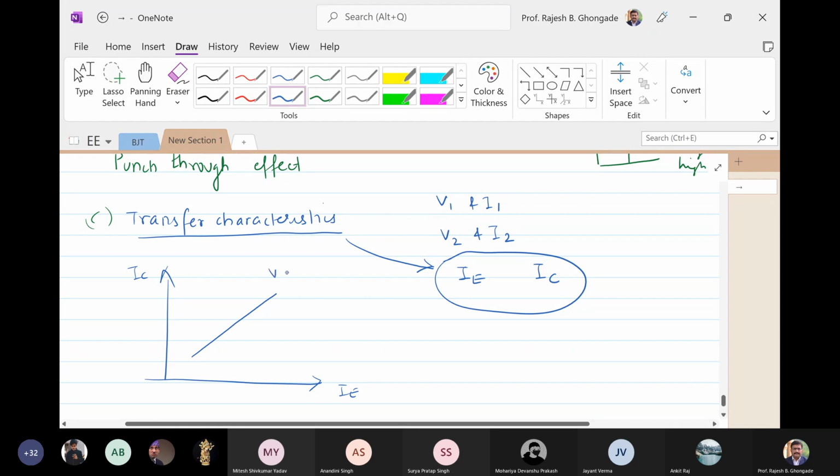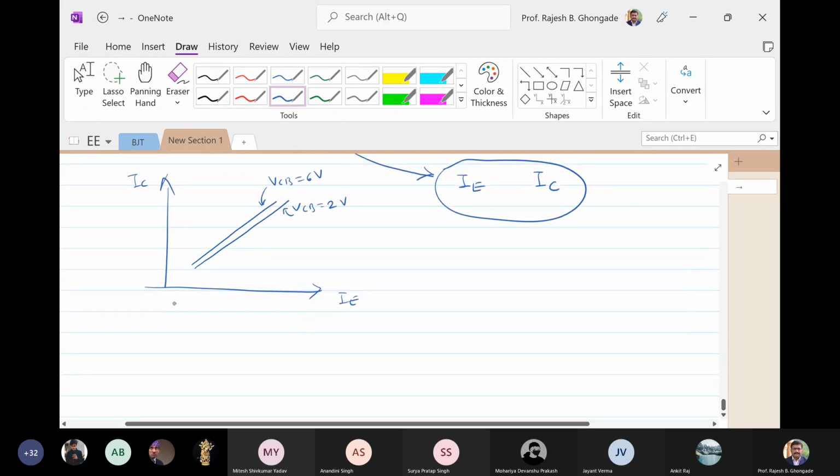Again, I can plot this for different values of VCB. ये थोड़ा ऐसे लाइन ये सिर्फ ऐसे आएगा, बाकी कुछ ज़्यादा फर्क नहीं पड़ने वाला है. So this is VCB equal to 2 volts. So this is for VCB 6, this is for VCB. And you know why this is happening? Because IC is equal to alpha DC into IE. This is the reason.